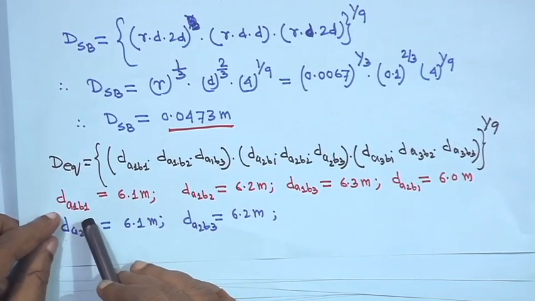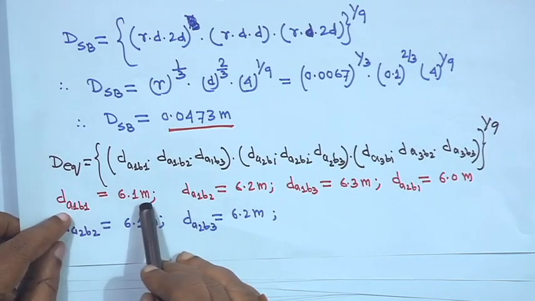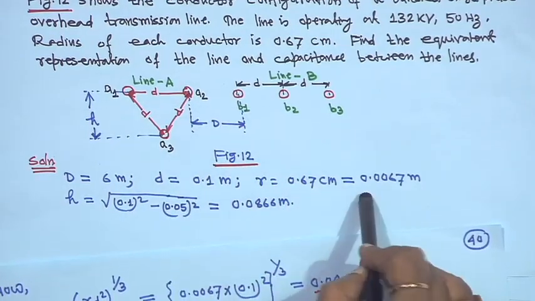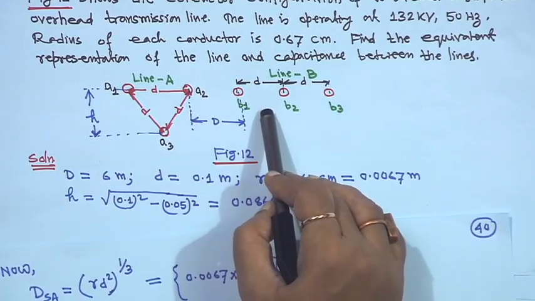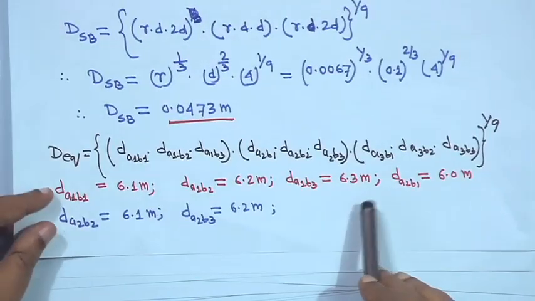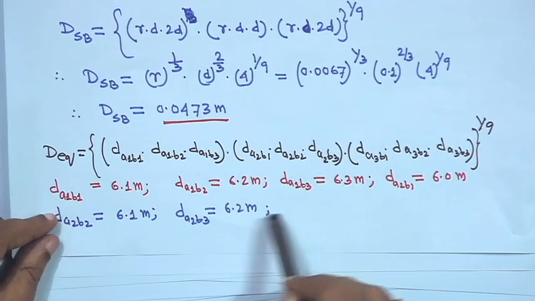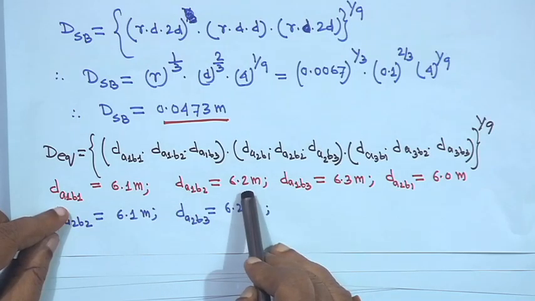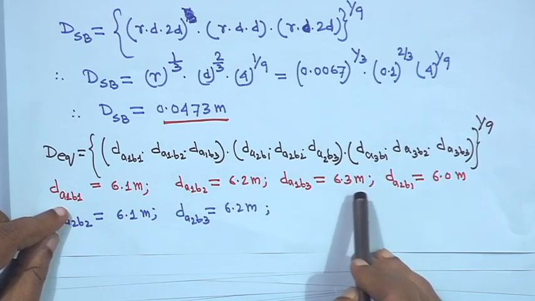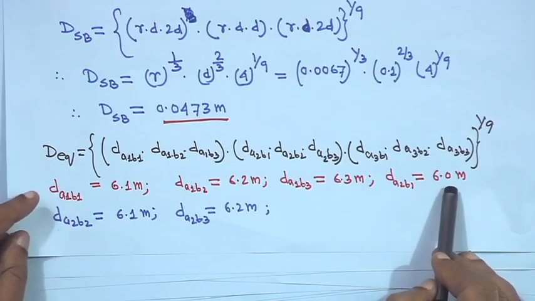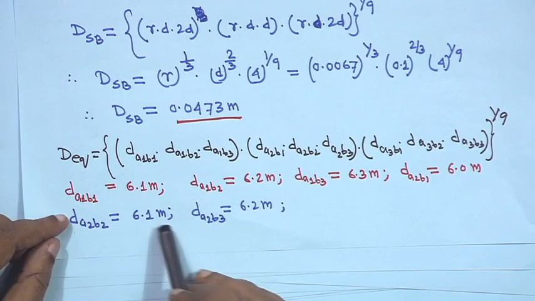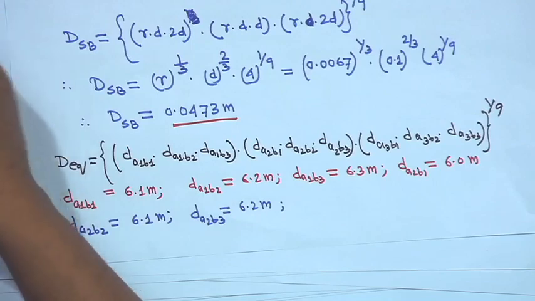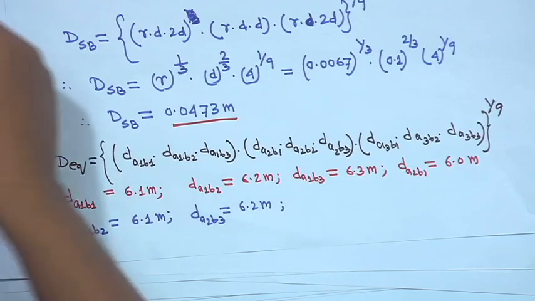So, all these distances you can compute. DA1 B1 how much, 6.1 meter. All the preliminary things I have made here, all these distances you can easily compute, because previously I have shown how to make all these things, right. So, DA1 B1 will come 6.1 meter, DA1 B2 will come 6.2 meter, DA1 B3 will come 6.3 meter, right. Now, DA2 B1 will be 6 meter, DA2 B2 will be 6.1 meter and DA2 B3 will be 6.2 meter, right. So, this is straightforward.